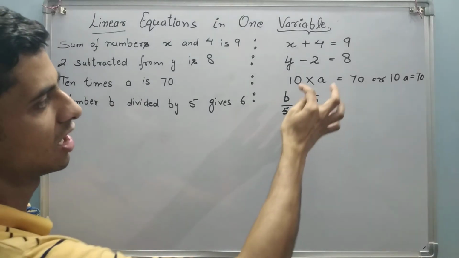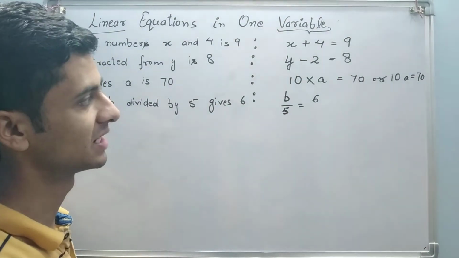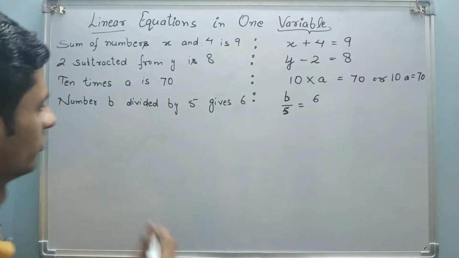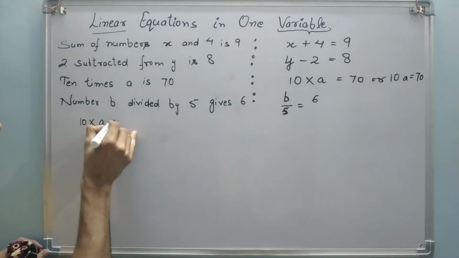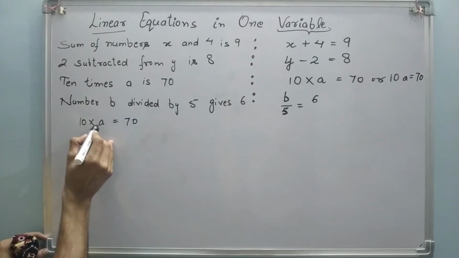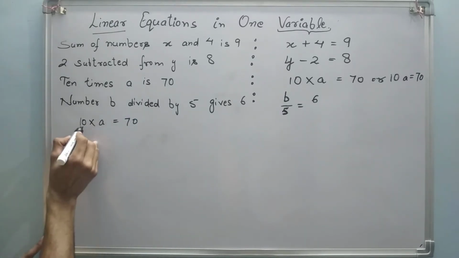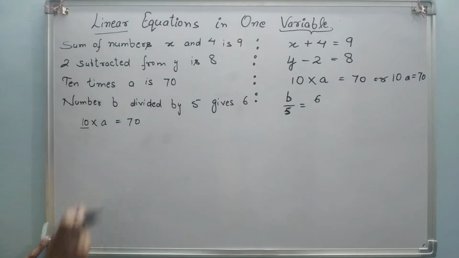Now let us see how to solve the equations with multiplication and division involved. So let us start with 10 times a is equal to 70. Here a is being multiplied with 10. So to remove this 10, how to find the value of a?